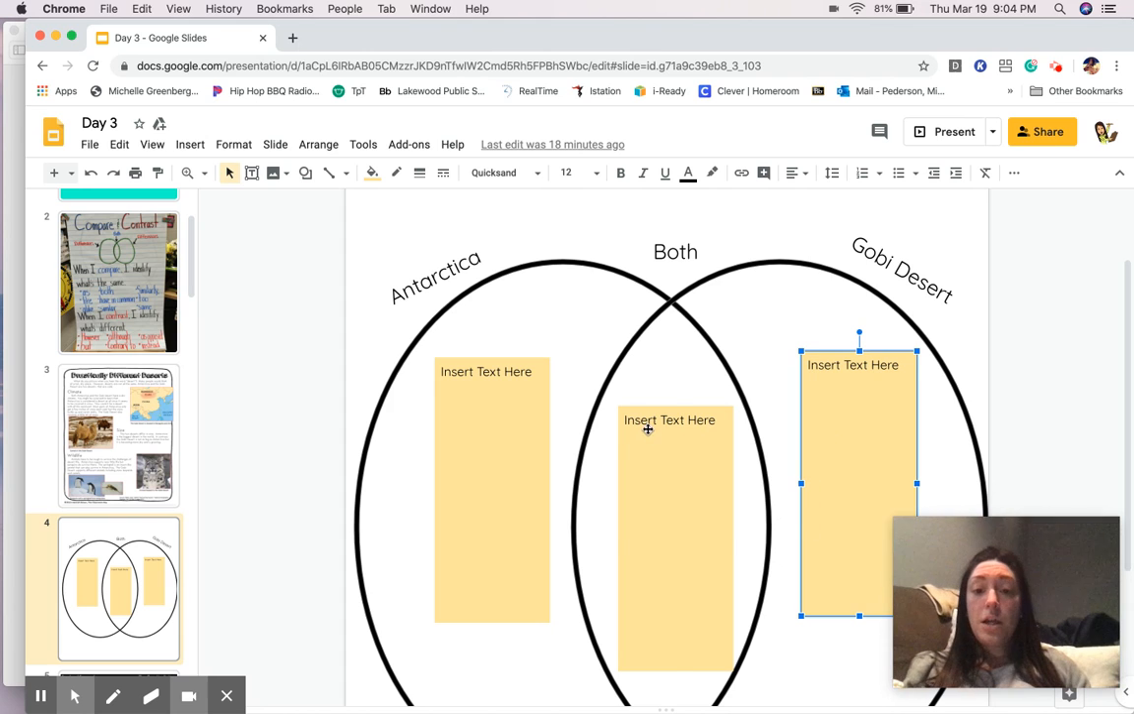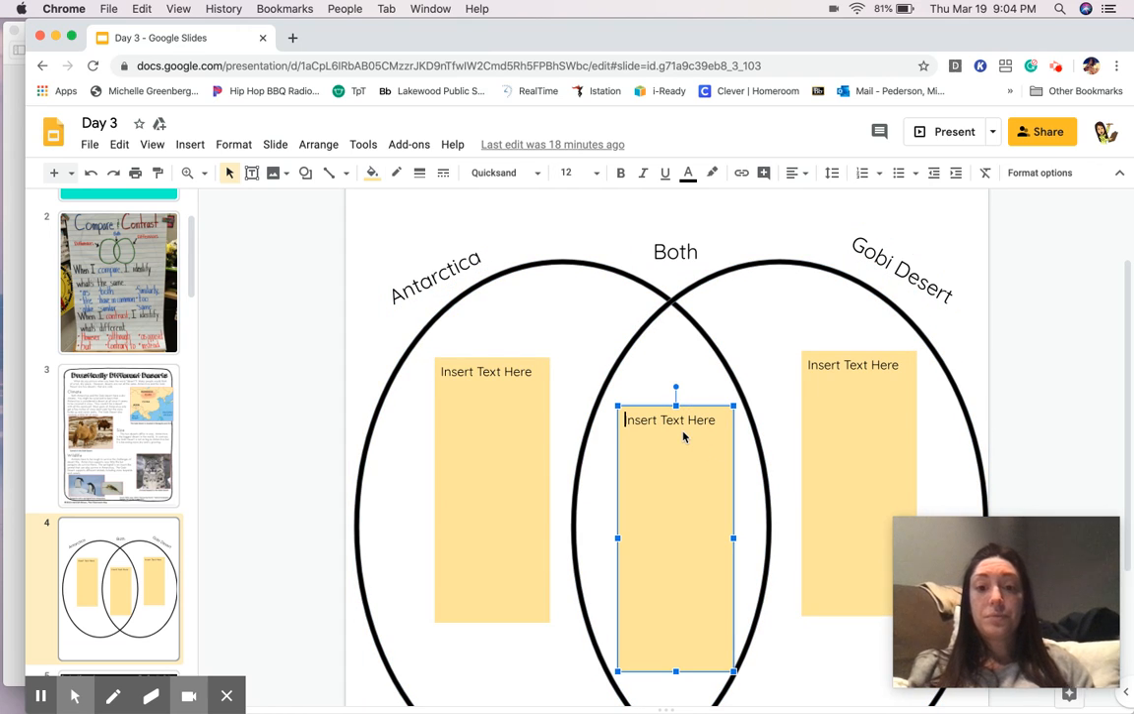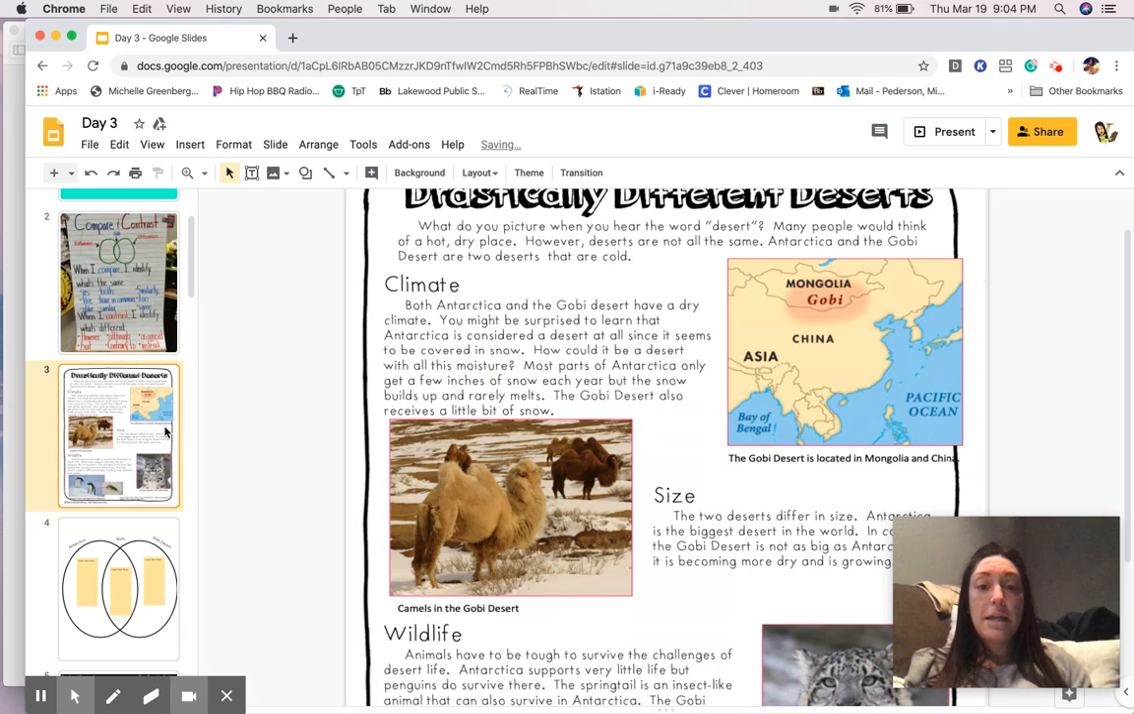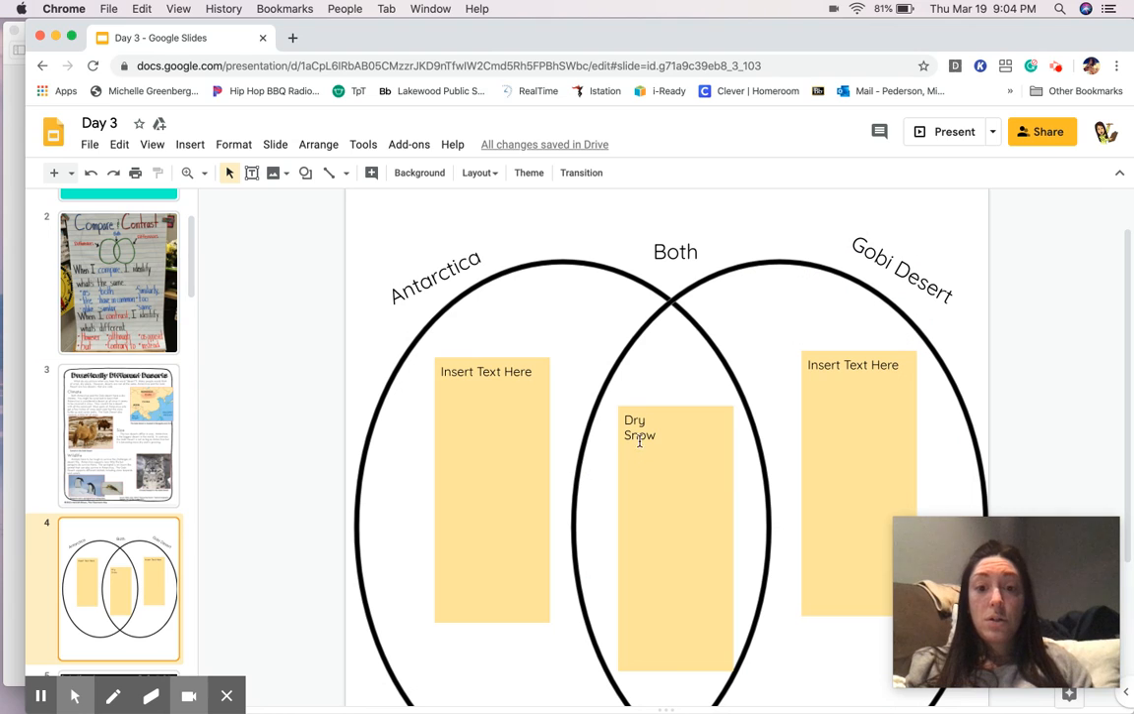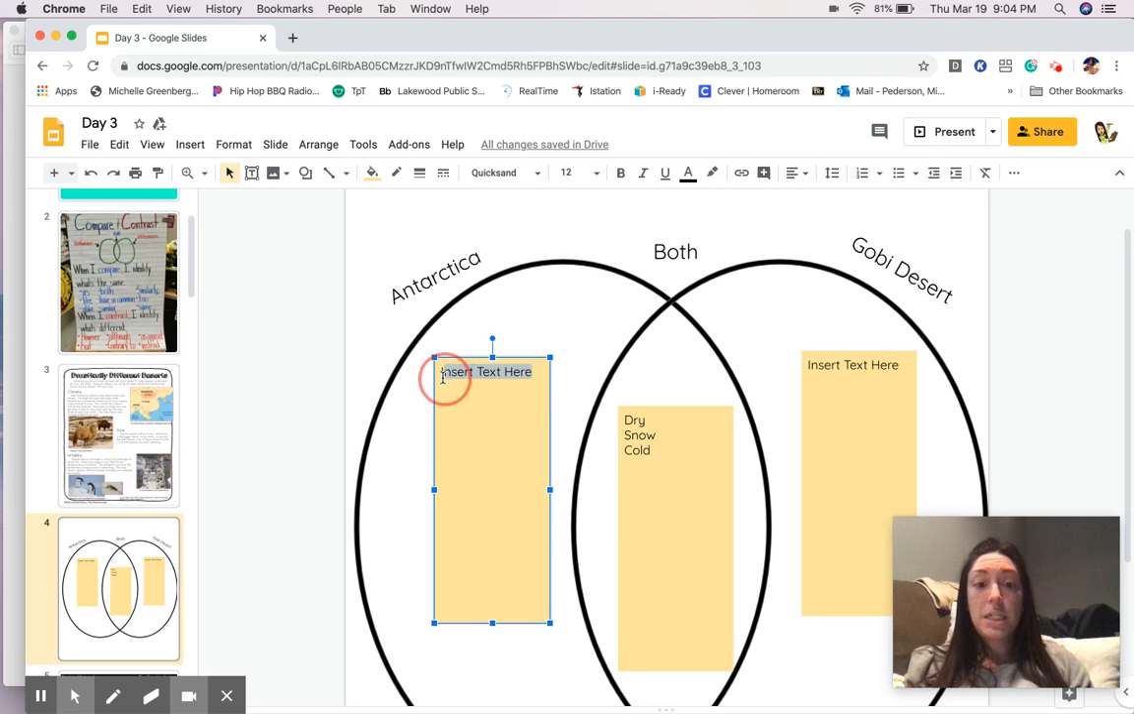So I know that both Antarctica and the Gobi Desert are dry. They get snow. And I'm going to go back in the text, and that they are cold. So they're dry, there's snow, and they get cold. Antarctica is the biggest desert in the world. It has penguins. Let's see, what else does it have?